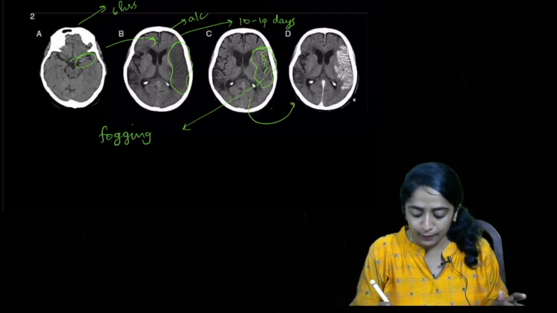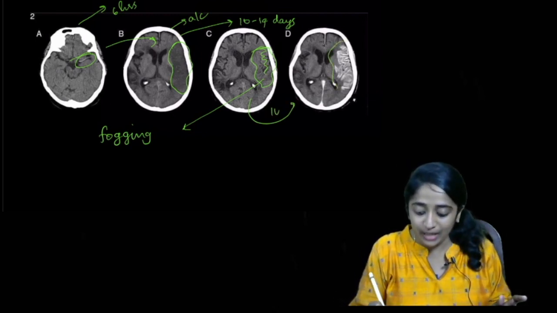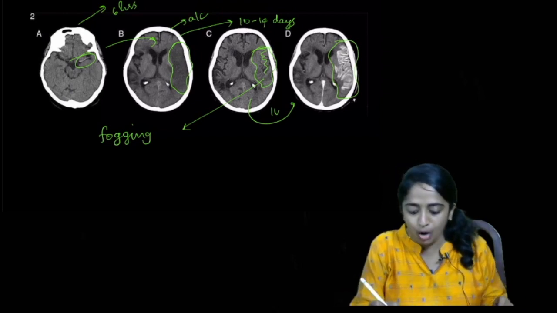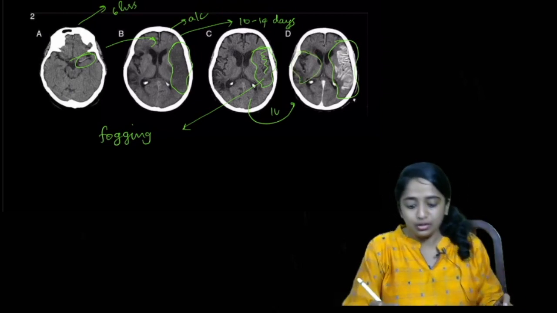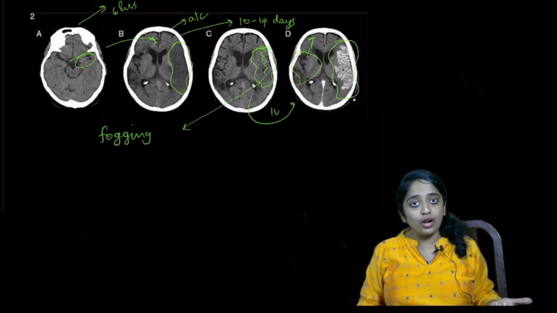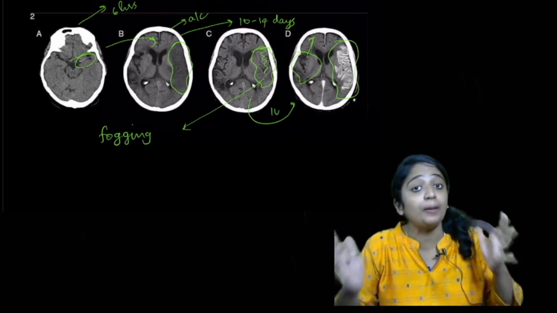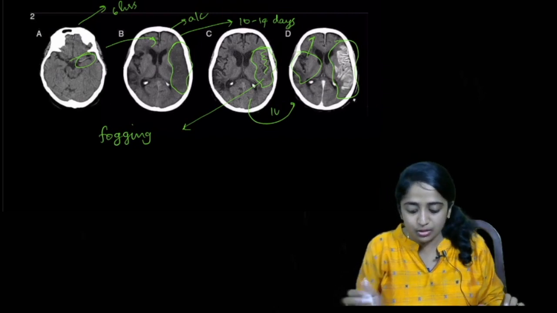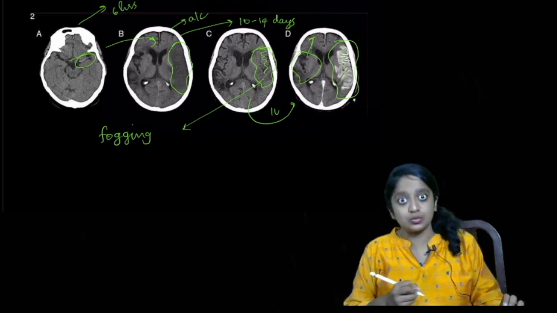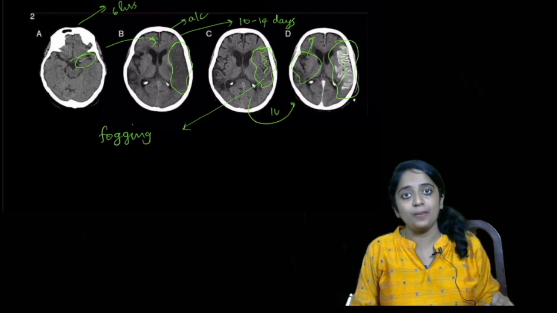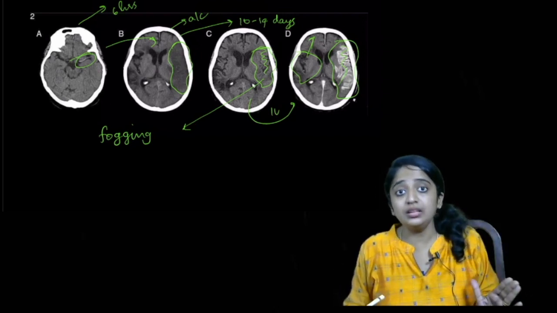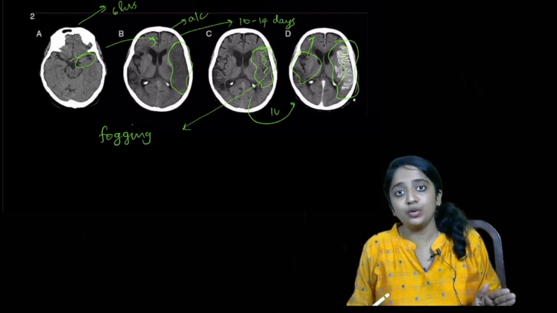So how do I confirm? I'm going to give IV contrast. This area will enhance in a gyriform pattern. See the opposite side, it's not enhancing. So normally brain tissue will not enhance because what? There is a strong blood-brain barrier. Only pathological processes will enhance. So this area is enhanced, which means that this is abnormal. This is a gyriform pattern of enhancement. So these are the important features in the subacute stage of infarct.